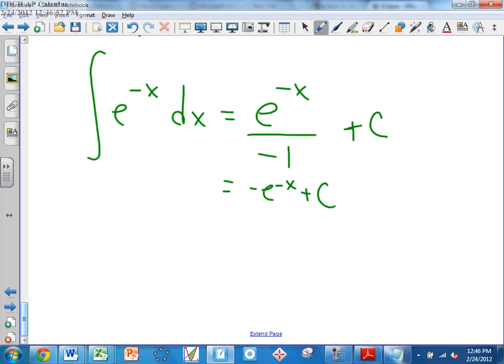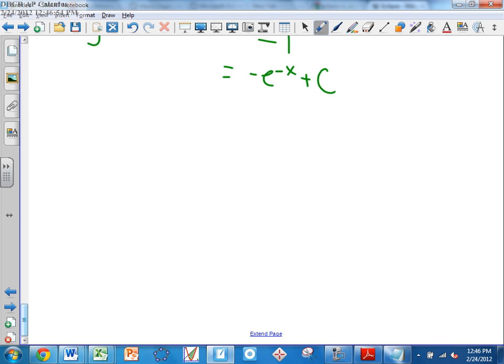You multiply by the derivative of the inside, using the chain rule. Yes, for derivatives you multiply by the derivative of the inside using the chain rule. On the integral, you're going to divide by the derivative of the inside using the chain rule.